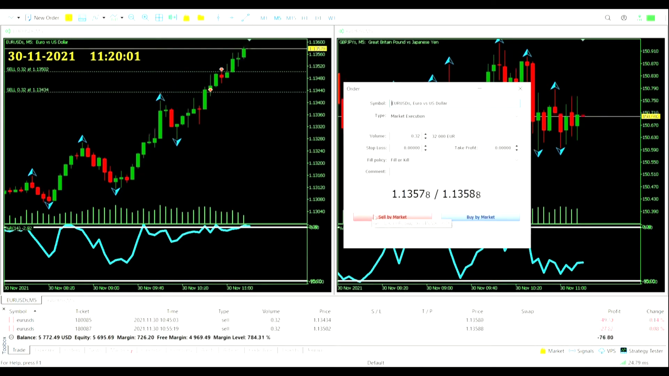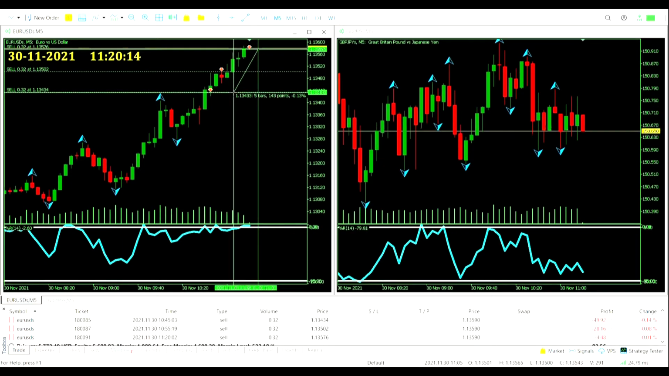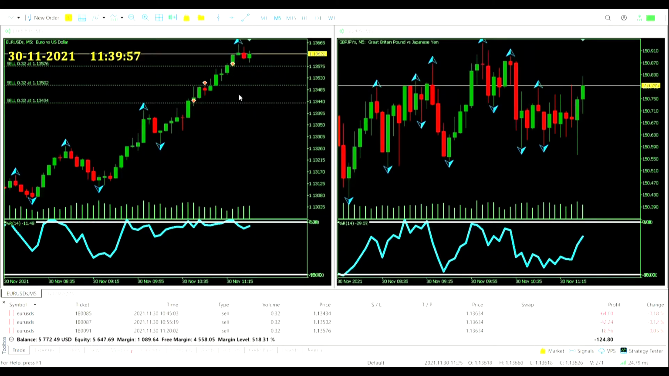Okay, why don't we make it interesting? We are tripling down now on the Euro US dollar. We can see it comes back into that area there. It's moved about 14 pips, 0.13% since we joined in. Candle is about to close now and we are going to shut down the trade.